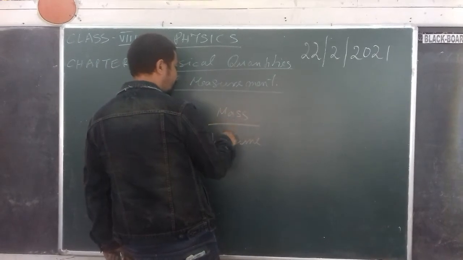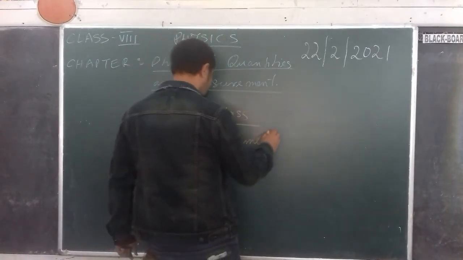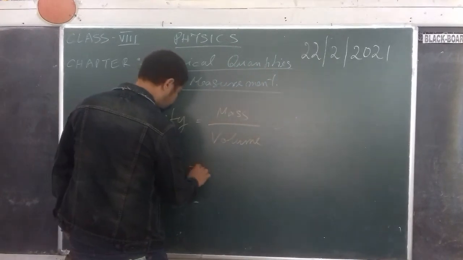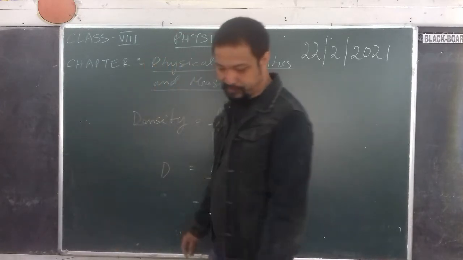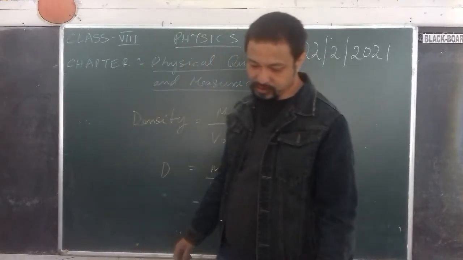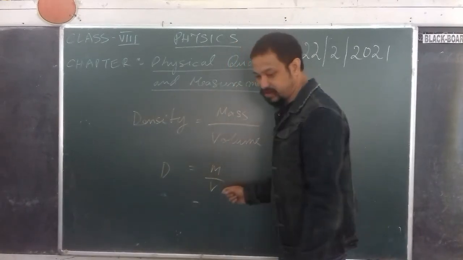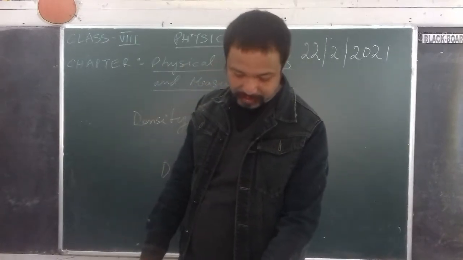Mass per unit volume. That means in a particular volume, how much mass is there? So this formula will directly be D equals M upon V, mass upon volume. This is the formula of density. The definition is given there in the book. We'll be giving it to you in notes also.